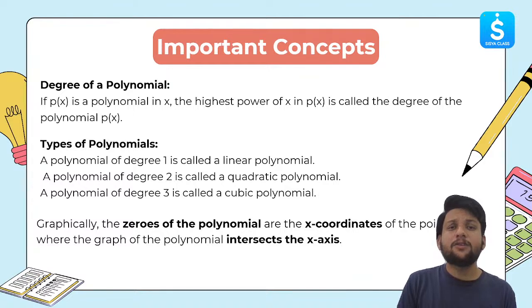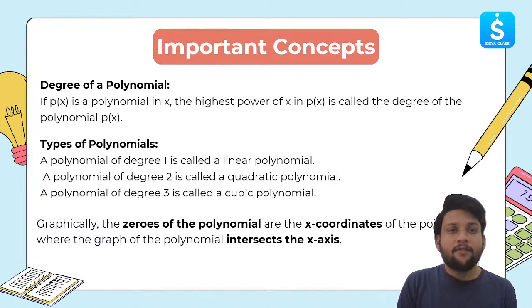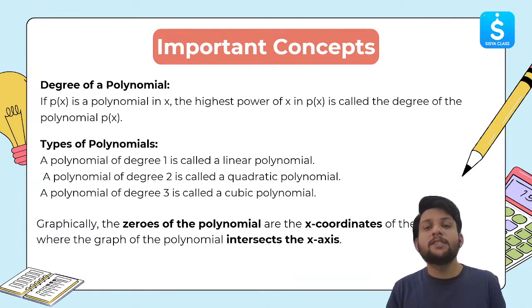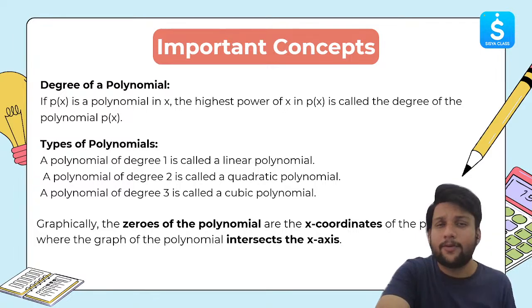Next, we have zeros of a polynomial. Graphically, the zeros of the polynomial are the x coordinates of the points where the graph of the polynomial intersects the x-axis. We'll be dealing with so many problems, don't worry about it.